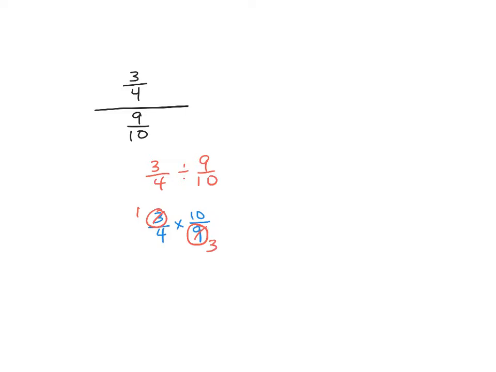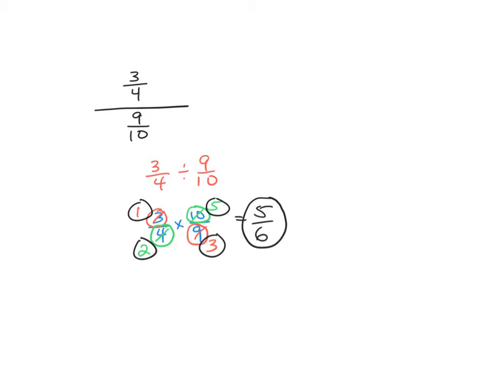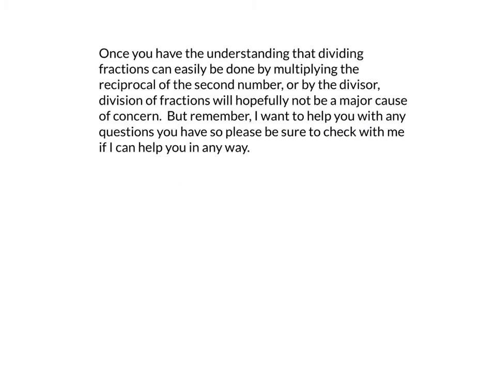I also take a look at my 4 and my 10. My 4 and my 10 have a common factor. So I'm going to divide both of those by 2, the common factor. 4 divided by 2 is 2. 10 divided by 2 gives me 5. Now I can go straight across and multiply. 1 times 5 gives me 5. 2 times 3 gives me 6. So the final answer to this problem is 5/6.